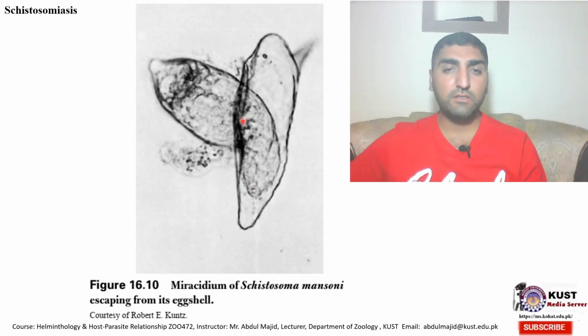This is the egg. You can see the spine at one side, so it's the indication of the Schistosoma mansoni egg. So this is the egg, and this is the miracidium, and because of the opening at one side, the miracidium, with the help of contraction and the ciliary movement, will come out of this shell and will swim into the water.